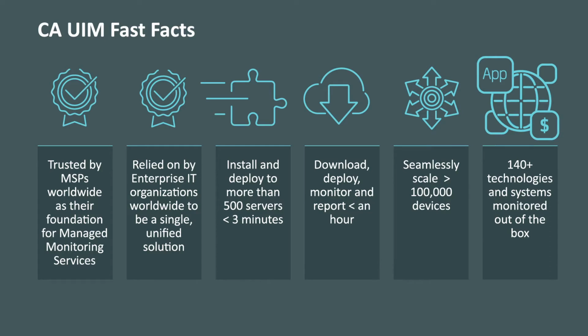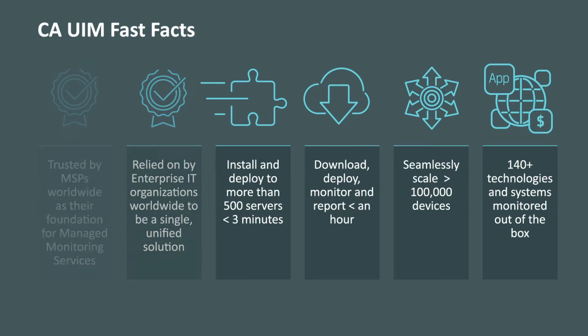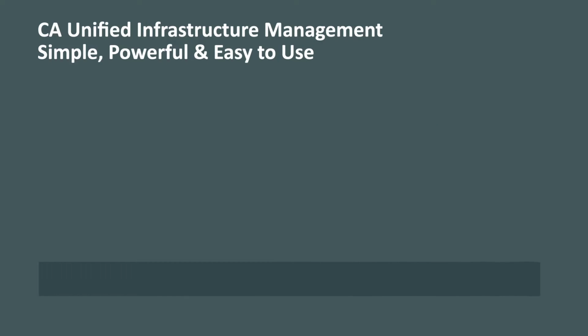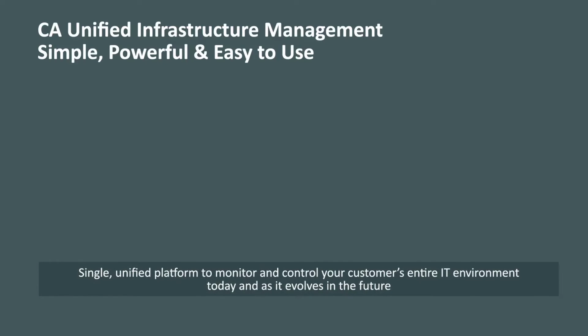And for the revenue opportunities that it presents, CA UIM's unified coverage of over 140 technologies translates into a broad managed services portfolio. And you'll be able to monitor this broad range of technology in consistent fashion through a single UIM toolset and architecture. This means your operation becomes highly optimized, so you can deliver services at greater scale and more cost-effectively. CA UIM is a simple, easy-to-use tool, yet extremely powerful to support your multi-tenant managed services business.